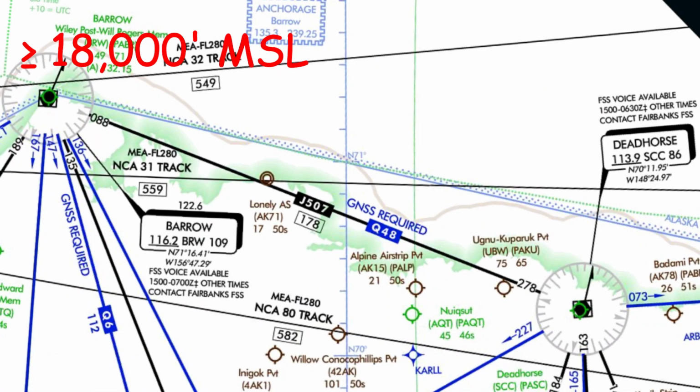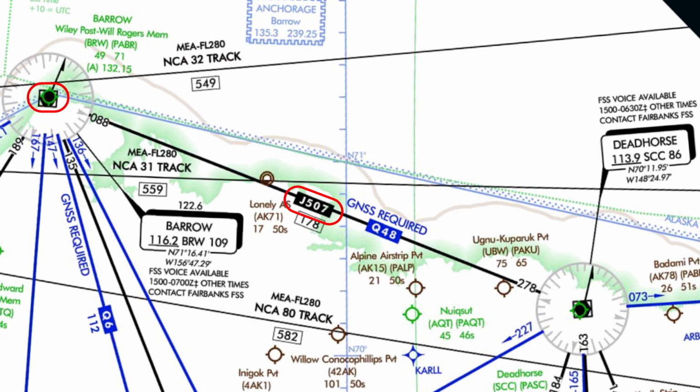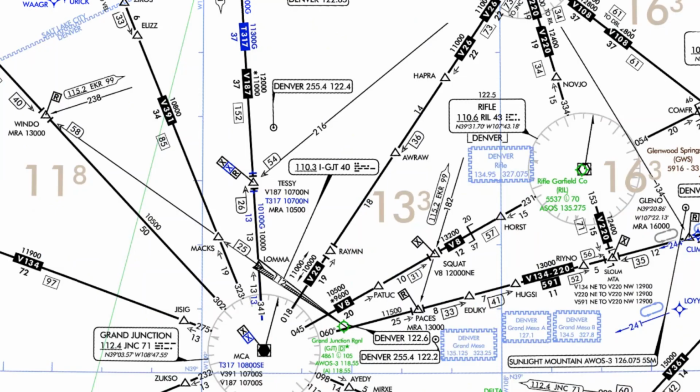At and above 18,000 feet, VOR-based airways are called jet routes. Here, J507 runs between Barrow and Dead Horse. Like on low charts, GPS routes are depicted in blue. These are called Q routes. Often, routes start and end at ground-based nav aids and contain 5-letter waypoints.